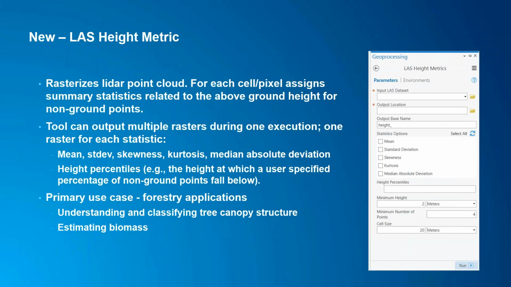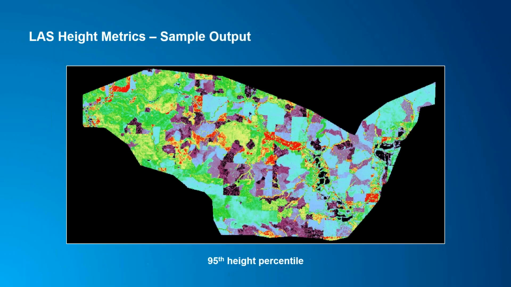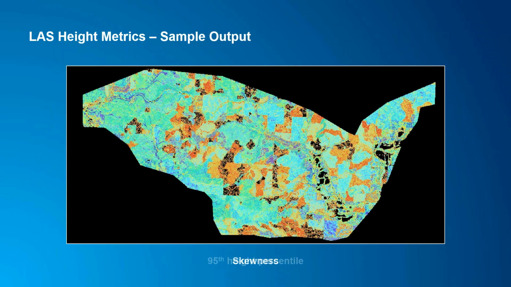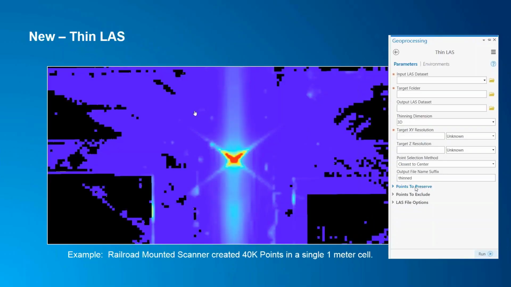There's a new LAS height metric, which essentially provides statistics for your point clouds, and it does things like mean, standard deviation, skewness, kurtosis. This is all basically for the forestry community, so they can set up these statistical metrics to go in and get densified point clouds covering forest areas and do all types of analytics to maybe predict harvest yields, forest health, those types of things. So that's a new GP tool.